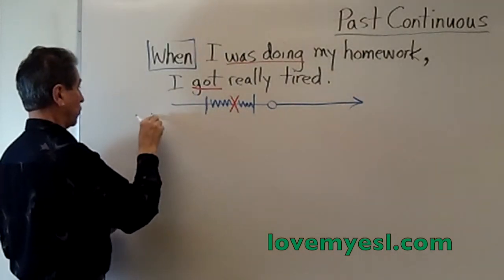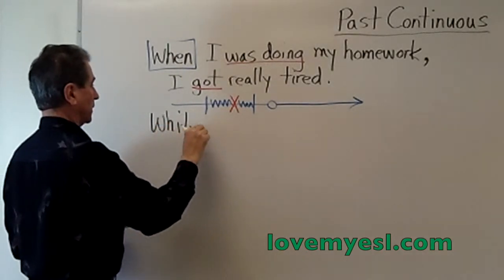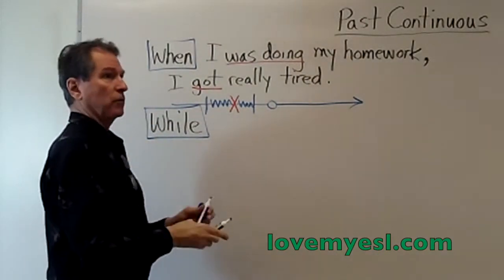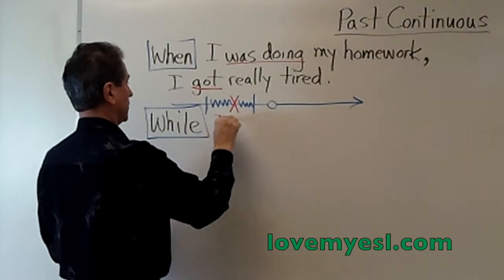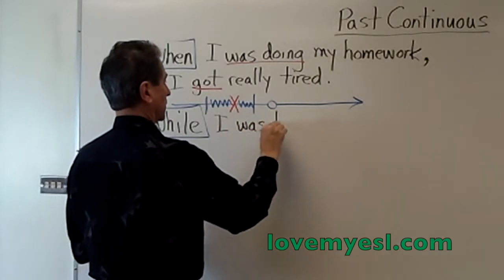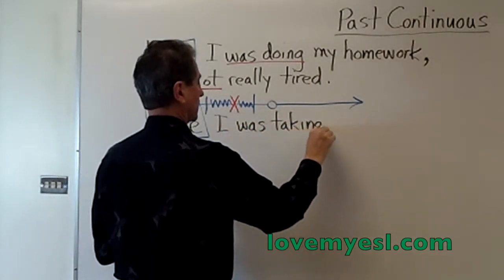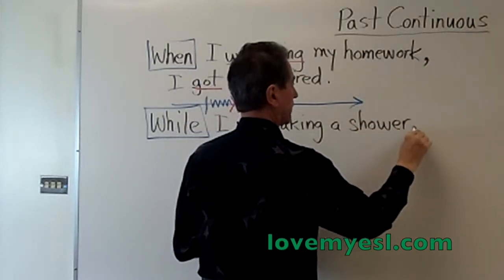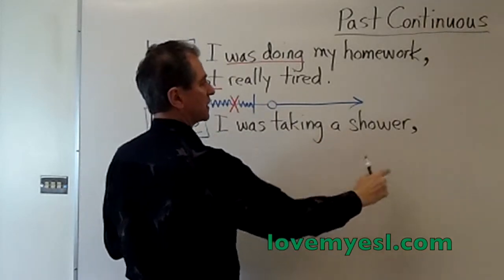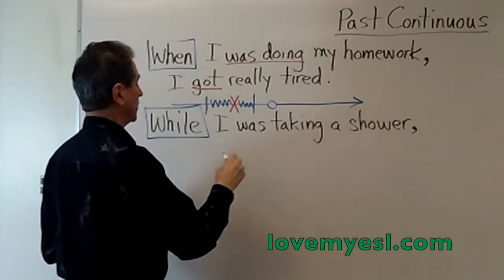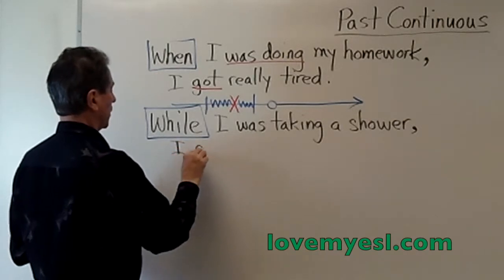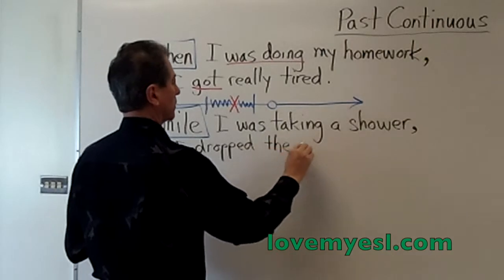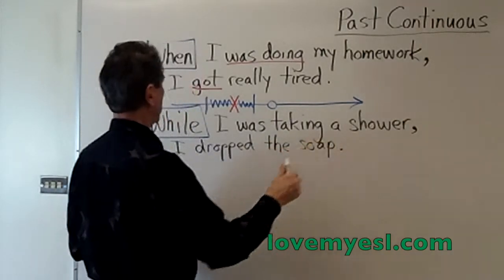The next word is while. W-H-I-L-E, while. I'll put that in a nice blue box like I did the other one. So, a good one. While I was taking a shower, again I have my dependent clause first in the sentence, so I'm going to put a comma there. While I was taking a shower, I dropped the soap. S-O-A-P. So I dropped the soap.